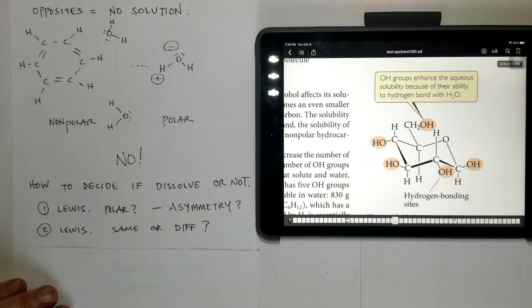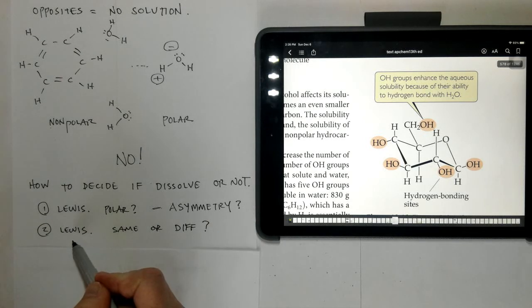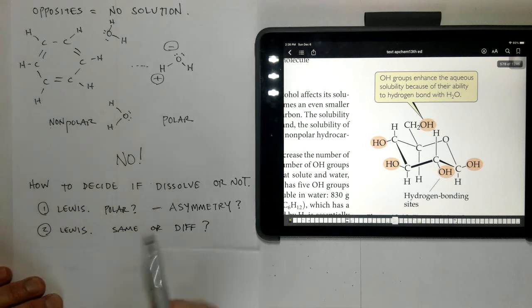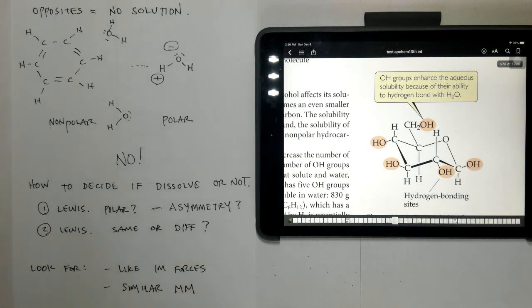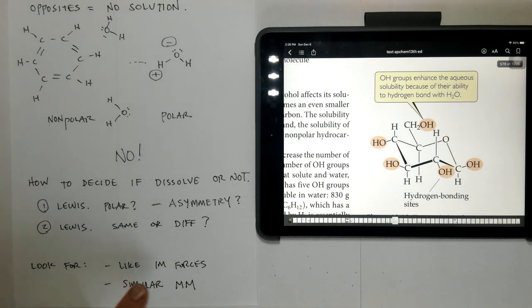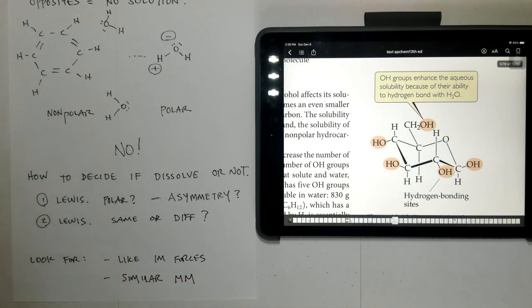All right, draw the Lewis dot structure of the second item that you want to know if it dissolves in or not. Does it have the same characteristics? Is it polar? Is it asymmetrical? Or is it different? Is it perfectly symmetrical or is it nonpolar? Well, remember, like dissolves like, and so look for similar intermolecular forces and similar molecular mass. Those are the 2 factors that help affect solubility.